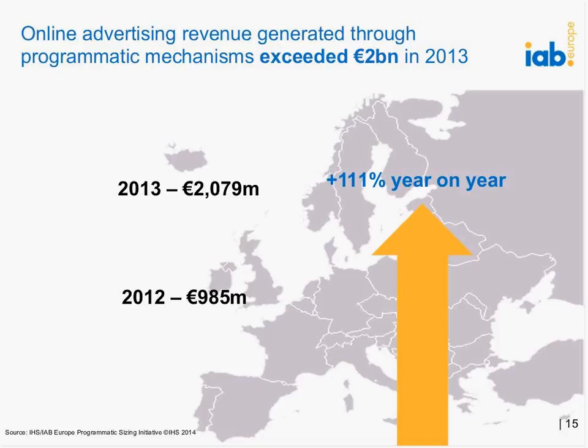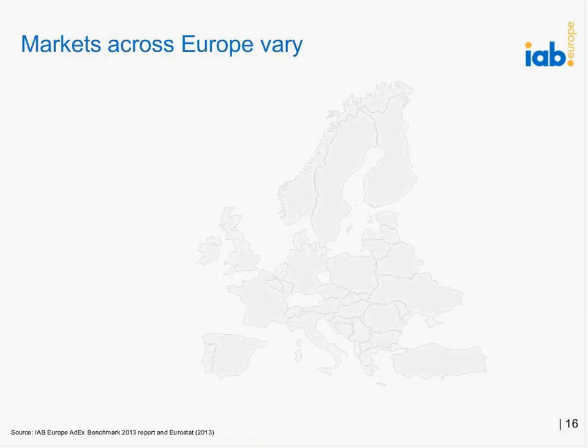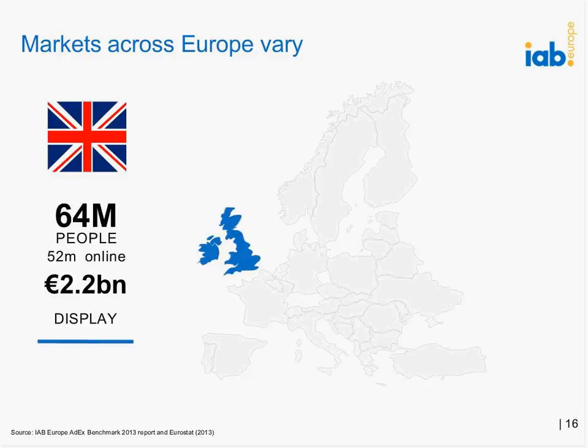We see, looking across the European landscape, that the markets vary significantly across Europe, and that reflects a little bit the maturity of the market and the structure of the market as well. So the UK is really leading. They have 64 million people, of which 52 million are online, so very high online penetration and a very digitally focused lifestyle. And that's reflected also in the 2.2 billion programmatic display landscape.